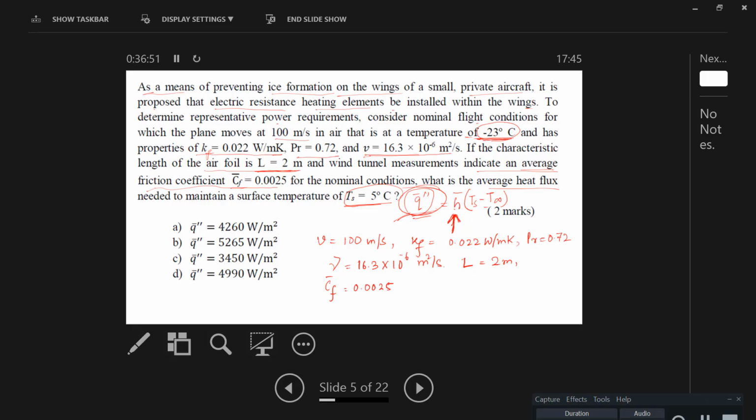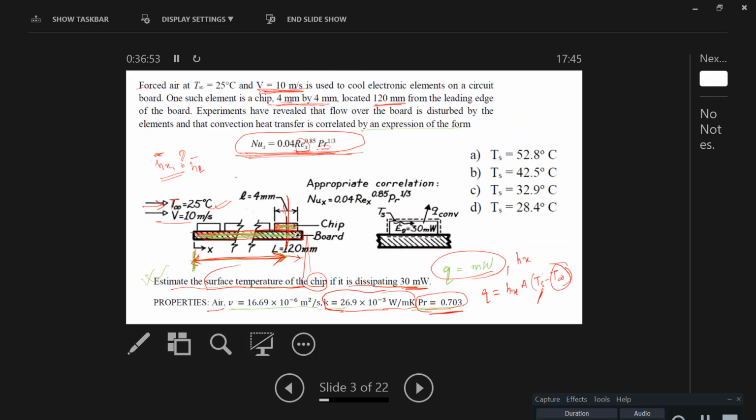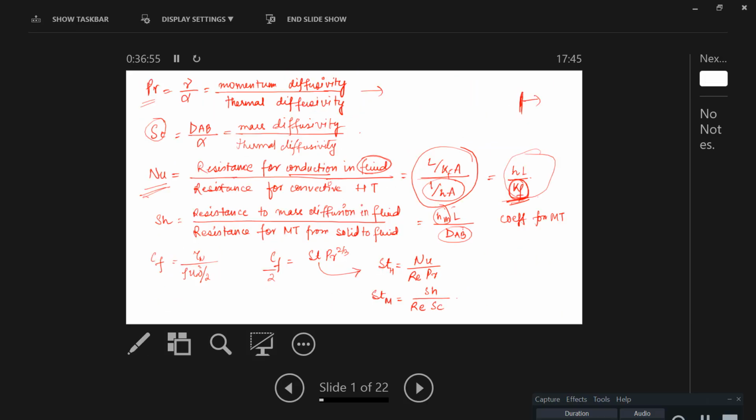Now we also know the CF, as I have written on the first page. CF is equal to Stanton number into Prandtl number to the power 2 by 3. Okay, what is the formula for this? Is there 2 here?